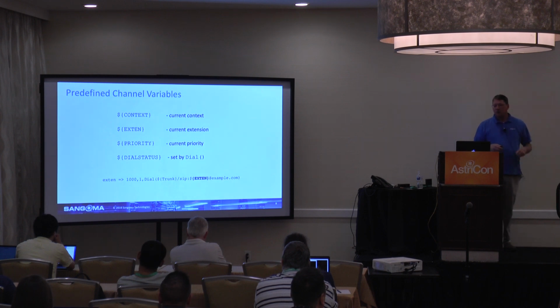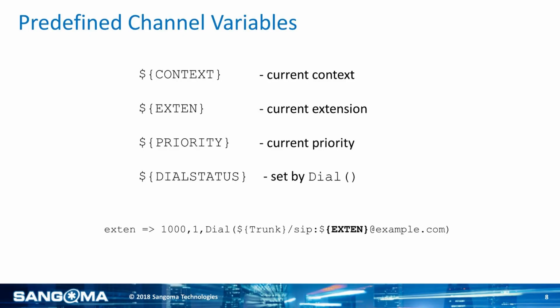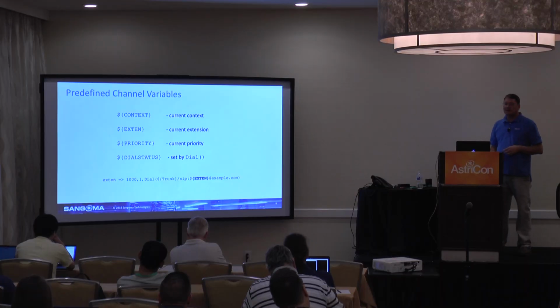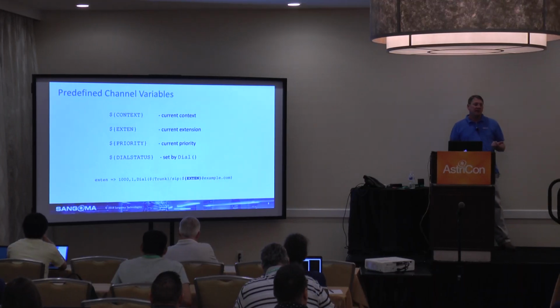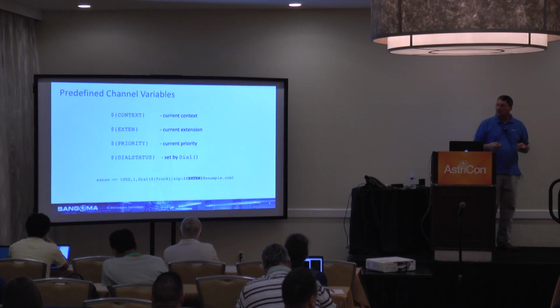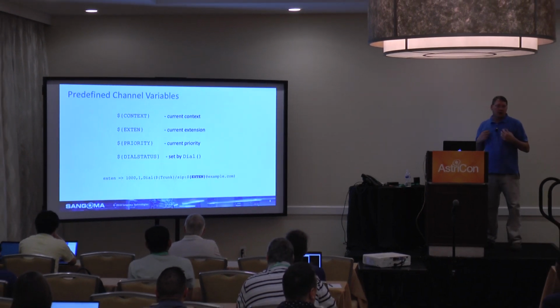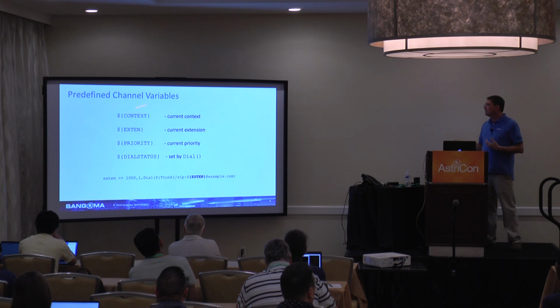So there are a few predefined variables. You always have the variable named context. Which context is this call currently in? What's the extension within that context that this call is currently at? And then what priority is this call currently at? These are always set, no matter what.